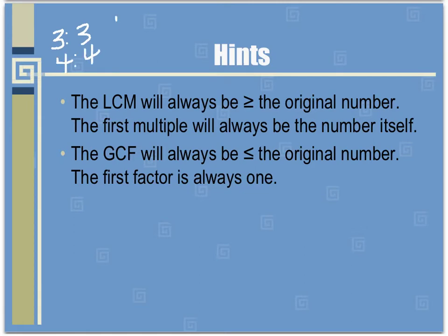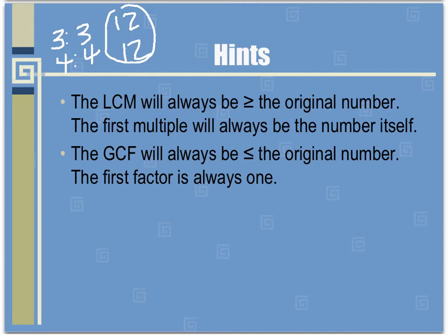Well, if you remember, 12 was our LCM in both. So my LCM always has to be greater than or equal to the original numbers. So I can't have a number smaller than 3 or 4 as my LCM. However, if I want to deal with the greatest common factor, that always has to be smaller than or equal to the original number, because the first factor is always 1.